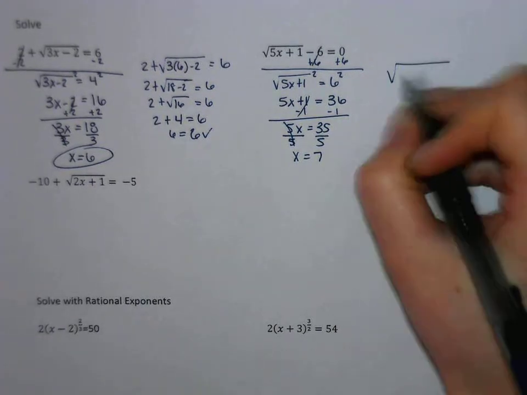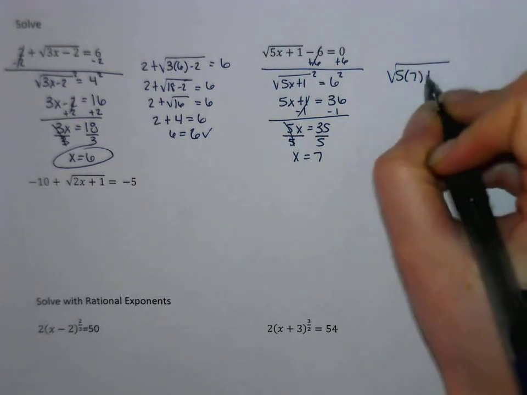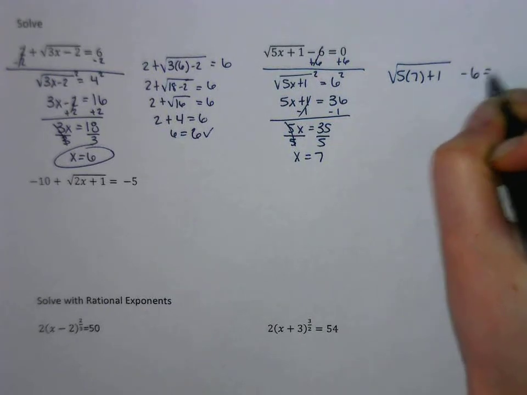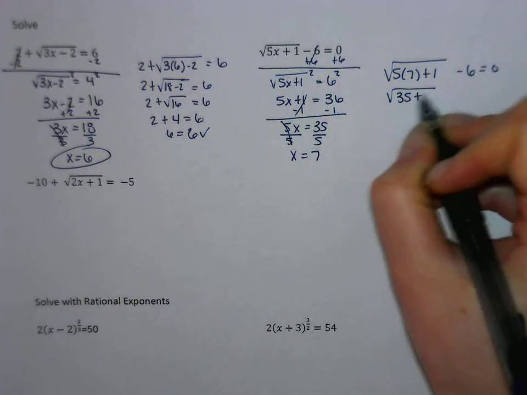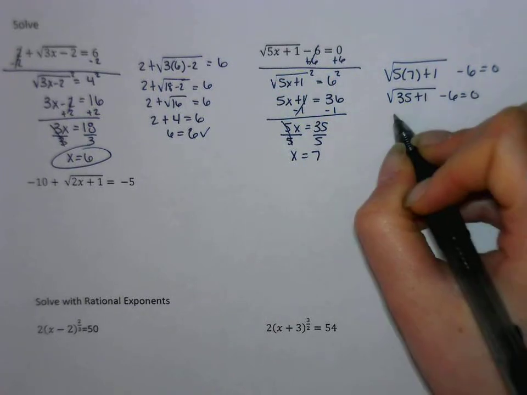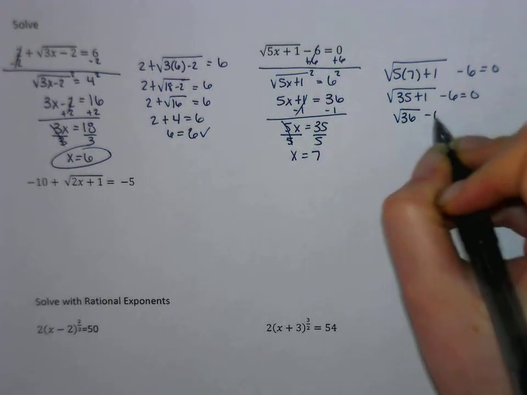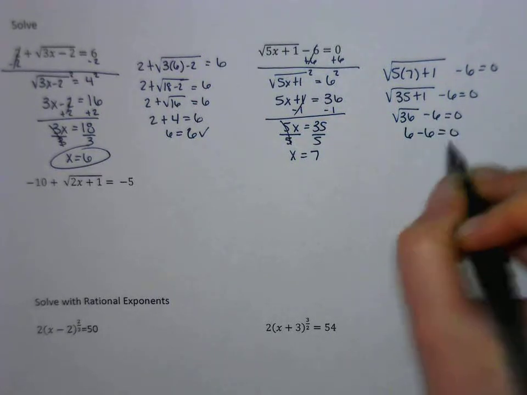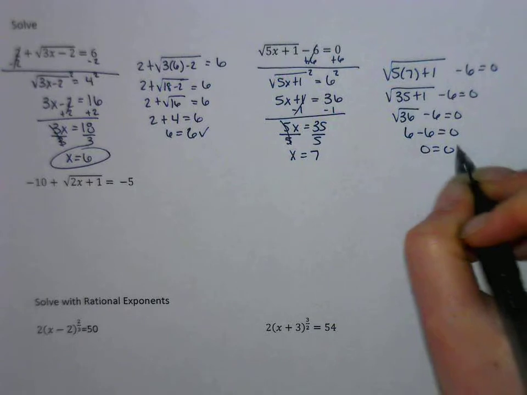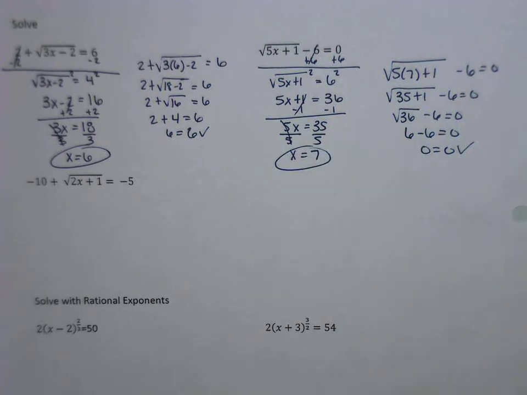So we have the square root of 5 times 7 plus 1 minus 6 equals 0. So 5 times 7 is 35. 35 plus 1 is 36. Square root of 36 is 6. 6 minus 6 is 0. So we know that x equals 7.